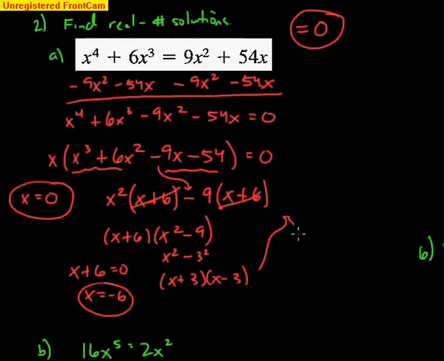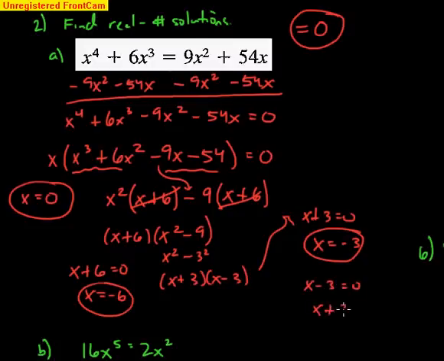So if I slide over here, well, that means that x plus 3 equals 0. So if I subtract 3, I get negative 3. And that means that x minus 3 equals 0. And if I add 3 to both sides, I get positive 3. And we have a fourth degree polynomial, meaning that there's a possible 4 answers, and we got them all. All real answers. Remember, if you get a negative square root, they're imaginary. Don't worry about them. Okay.